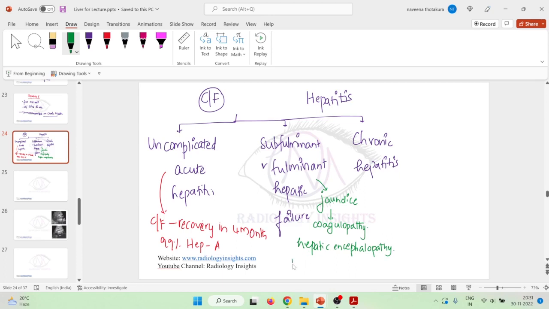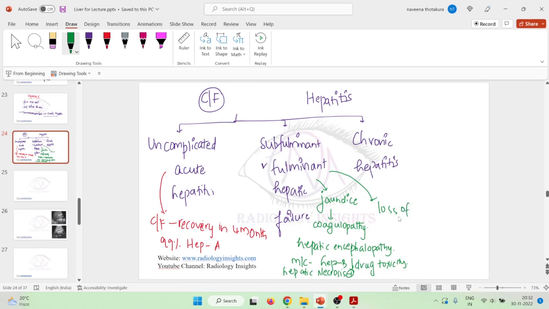This subfulminant or fulminant hepatitis is most common in hepatitis B or drug toxicity. In both these cases, the patient will develop severe liver manifestations within a few hours, within a short period of time. The patient's condition worsens. In subfulminant hepatic failure, hepatic necrosis is also present in these patients. Here you will also see loss of hepatic parenchyma.